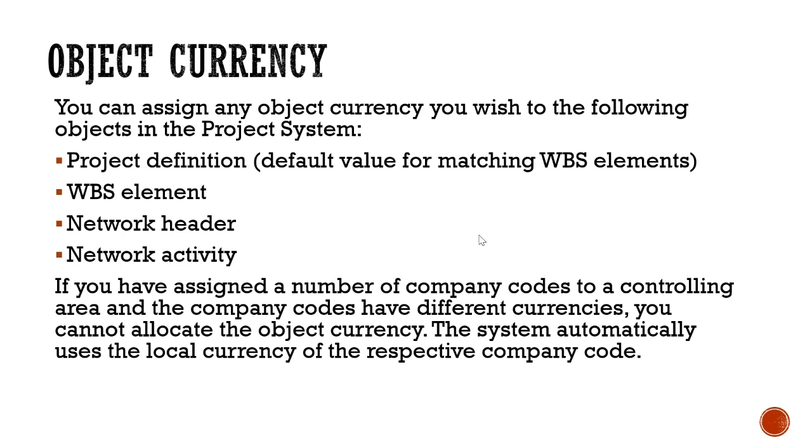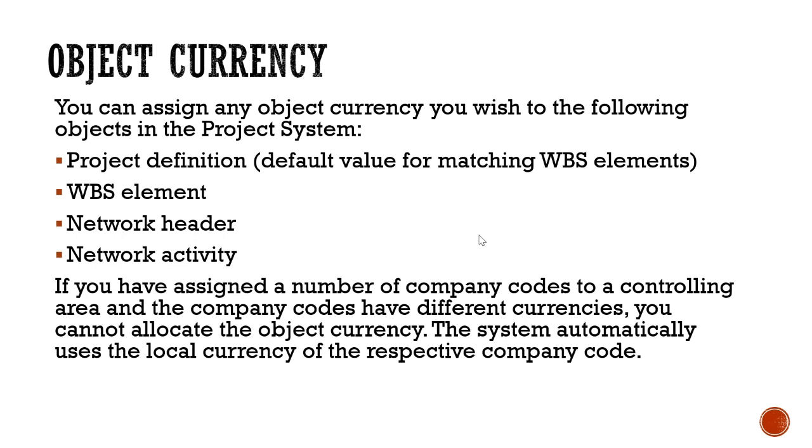So for project definition, you can maintain a separate object currency. For WBS element, you can maintain a separate object currency. For network header separate, for network activities separate, and for the internal orders also, which will be assigned to a network or activity, that also you can maintain a separate object currency.